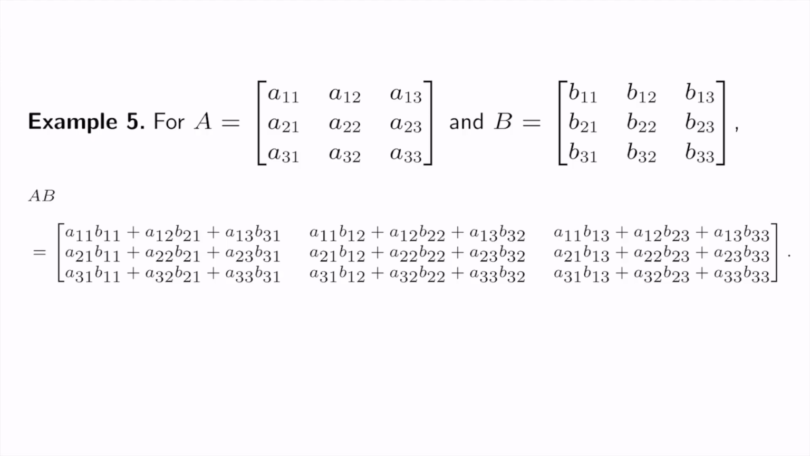Next, consider a product between 3 by 3 matrices. So we have A here and B here, and the result is this. It's quite complicated, but still we are just following the same definition. For example, the 1, 1 element of the product is the first row in the first matrix and the first column in the second matrix. So A11 times B11 plus A12 times B21 plus A13 times B31, and so on.